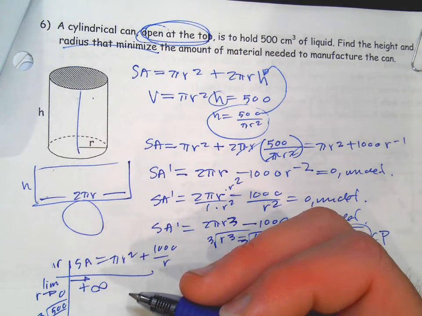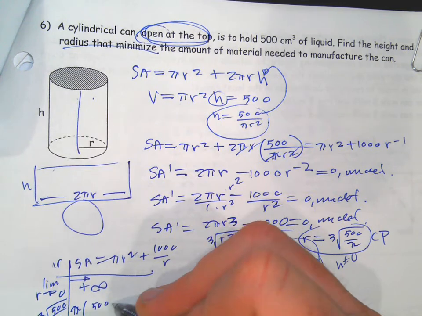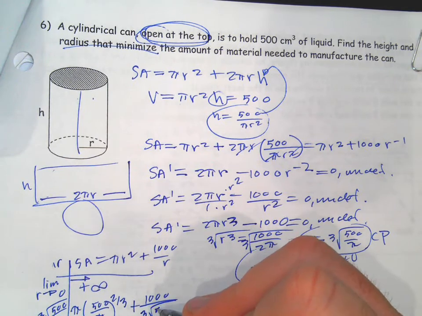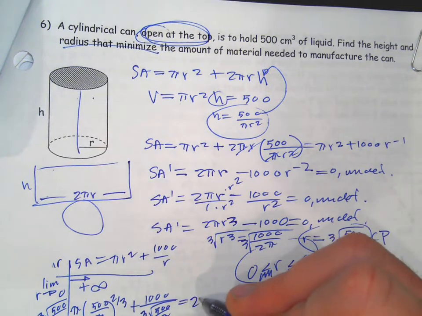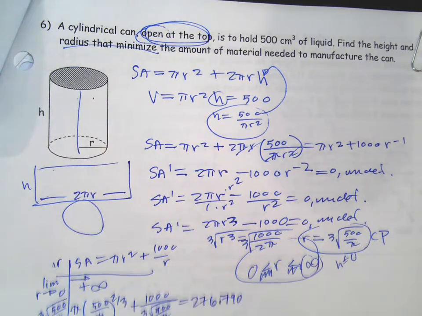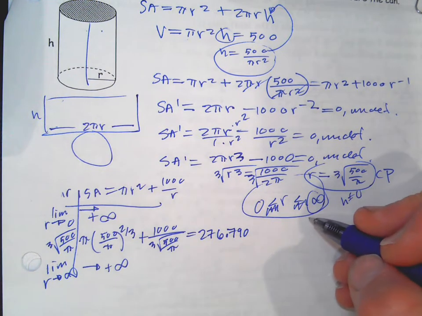And so then if we plug this value in, one of the reasons you might not want to do this is it's really ugly. It's going to be pi times 500 over pi to the 2/3 plus 1000 over the cube root of 500 over pi. It's pretty messy. But the answer on your calculator, which would be the most realistic thing, would be 276.790. But the problem with that is it's not really EVT, so maybe we could do the first derivative test.